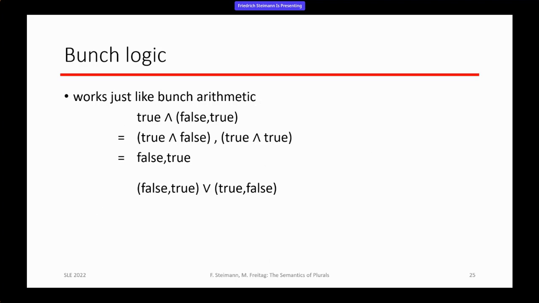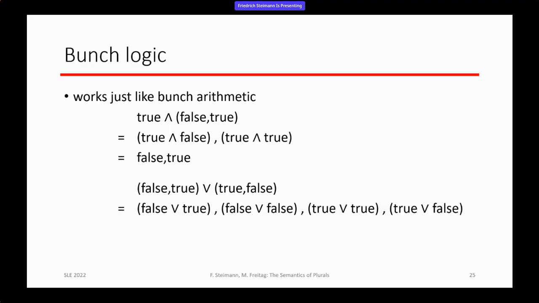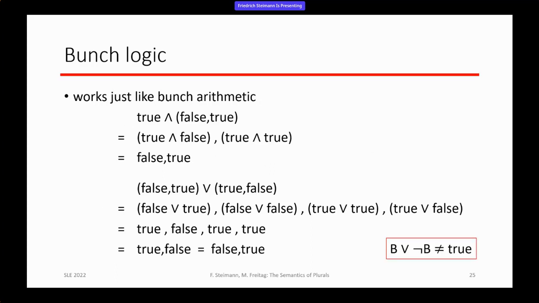So false and true, negated, is true and false. But of course you can swap these because it's sort of set semantics. But if I do a conjunction between false and true and true and false, it distributes again, and I get as a result true and false or true, which means, unfortunately, that the basic law of Boolean algebra does not hold.